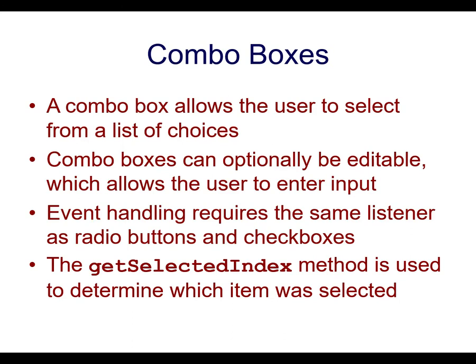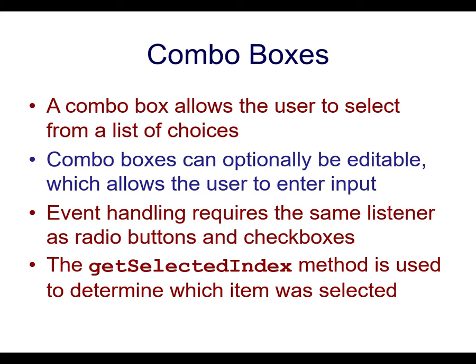The first GUI component that we introduce is combo boxes. A combo box allows the user to select from a list of choices. Only one choice from that list can be selected, so it is an alternative to using radio buttons. One reason that it might be preferable to using radio buttons is that it requires less screen space. Additionally, it has one other optional capability that is not available with radio buttons.